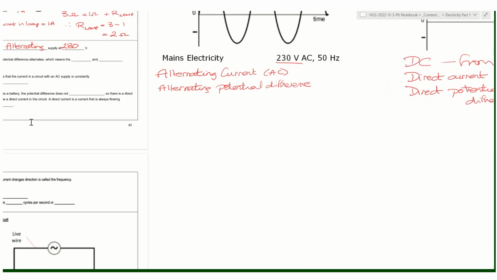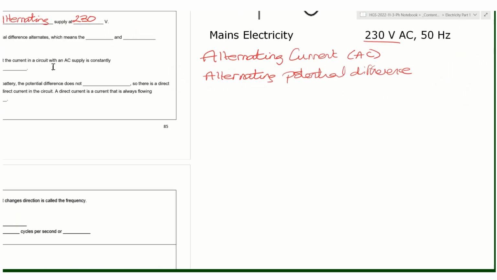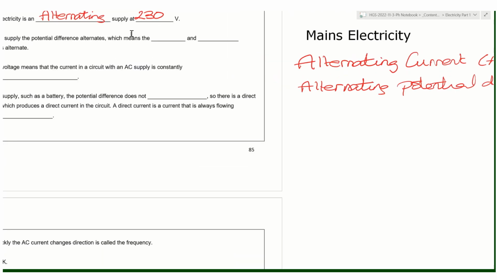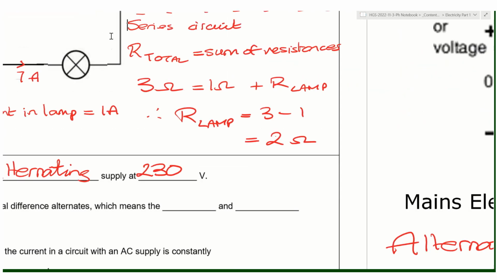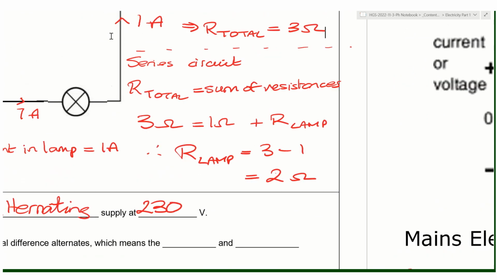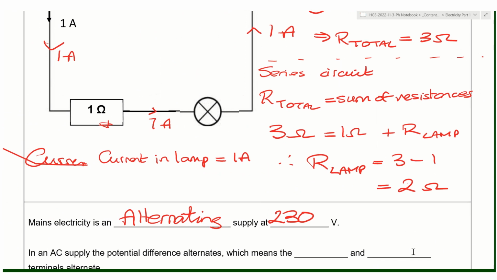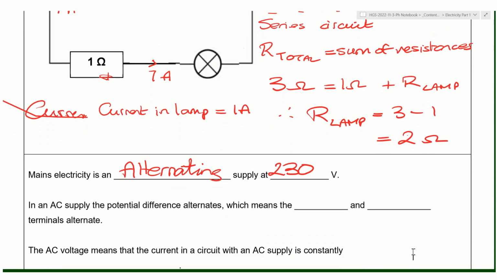Okay, so we've seen that mains, it's different because it is alternating. It's not at a small voltage, 3 volts. It's at a very large voltage, like 230 volts. And we have that in an AC supply, the potential difference alternates. Now, alternates means it goes from negative to positive and back again. Positive to negative and back to positive.